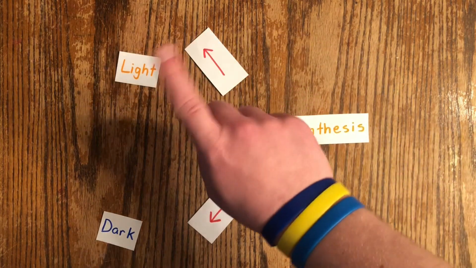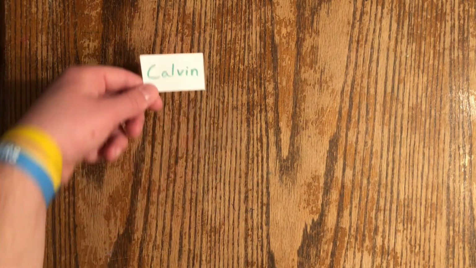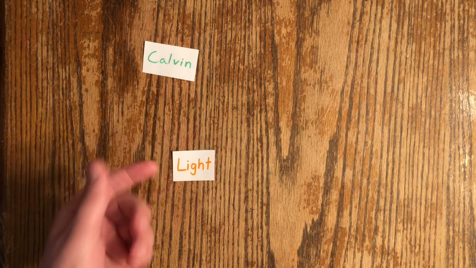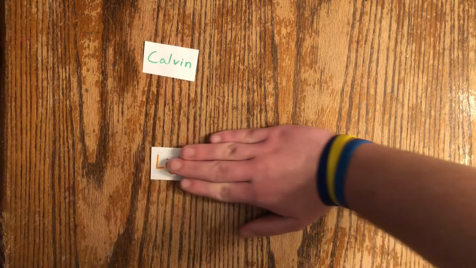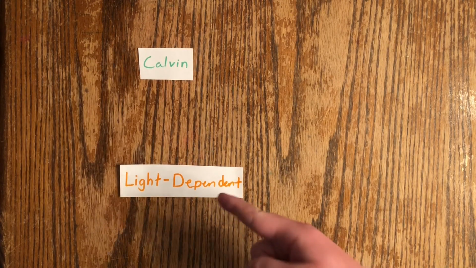The names light and dark reactions are names that scientists have determined are pretty dumb names, since dark reactions still take place in the light. So rather than calling it the dark cycle, we will call it the Calvin cycle. As for the light cycle, it was more appropriately named the light-dependent reactions. As mentioned earlier, we will look at the light-dependent reactions first.